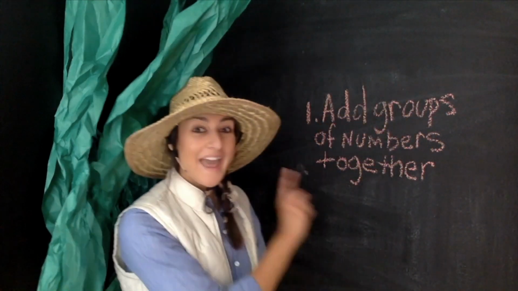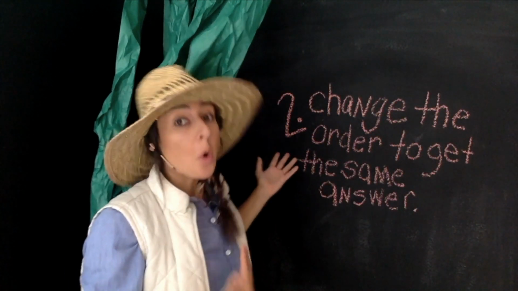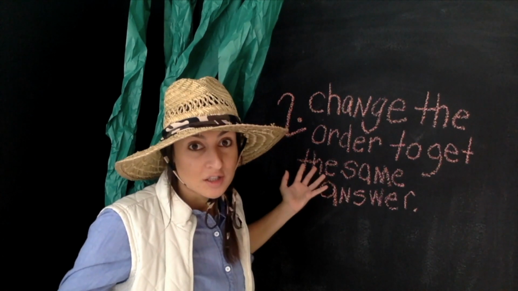Welcome to our very first lesson together. Today, we have important goals that we are going to accomplish on our jungle safari. Our first goal for today is we are going to add groups of numbers together. And our second goal is we can even change the order of our numbers and get the same answer.